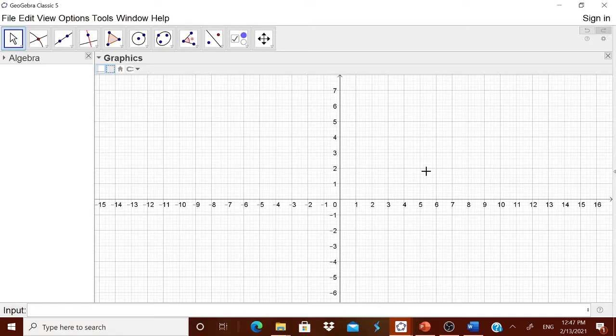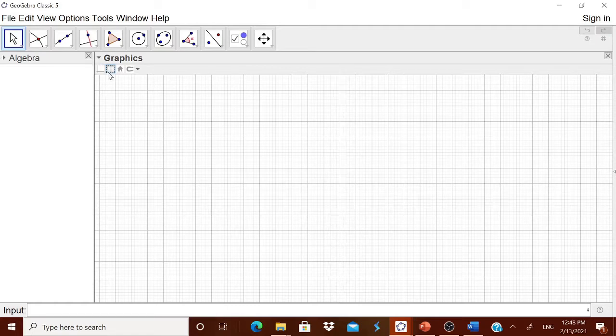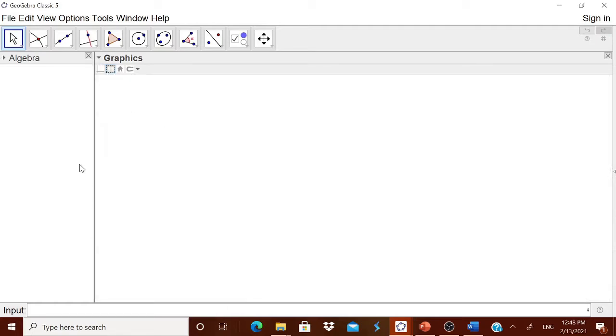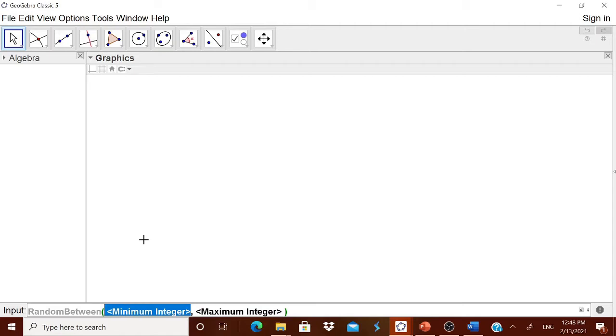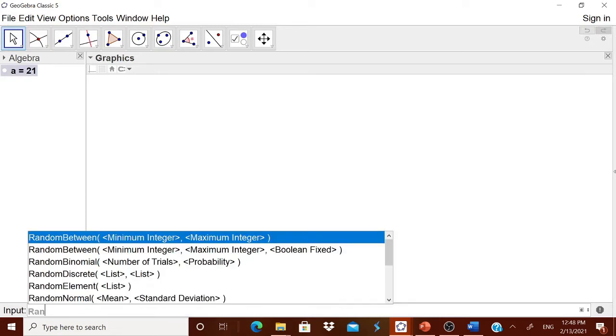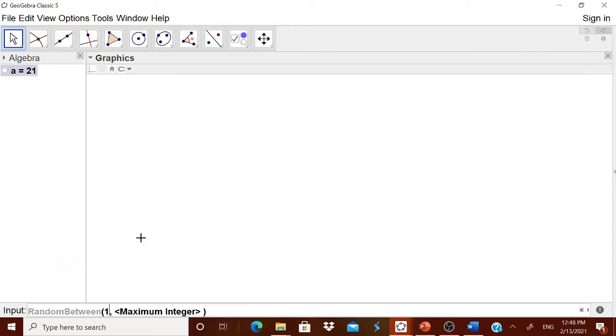For designing the worksheet, I have taken GeoGebra Classic 5 worksheet. In the graphic view, I will remove these two because I want to show you the variables on the left side. Now for designing it, I want the variables. I will first design the variable random between. Remember, it is left to you. You can have negative numbers also. You can have positive numbers also. But I will have from 1 to 25. Again I will have one more random between 1 to 25.